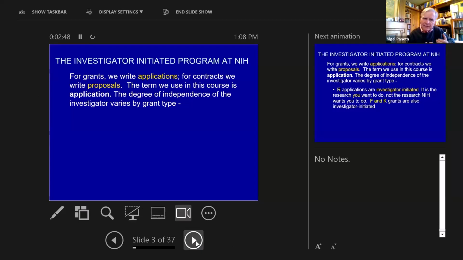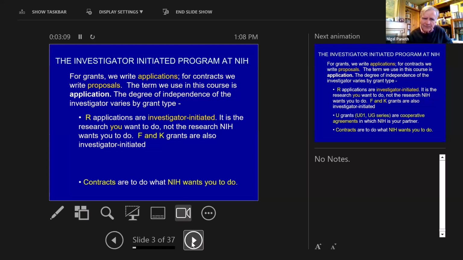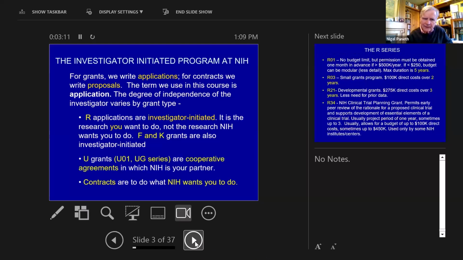The degree of independence of the investigator varies to some extent by the type of grant. So everything that has an R in front of it is investigator-initiated. It's the research you want to do, not the research NIH wants you to do. F and K grants, which I'll go over, are also investigator-initiated. Next bullet point. One more.